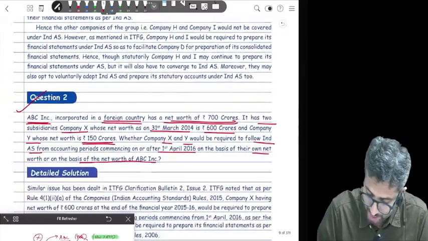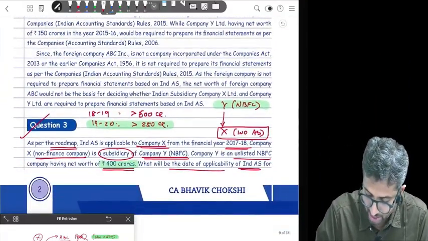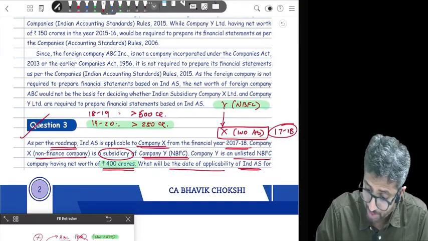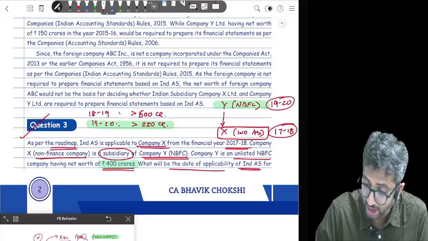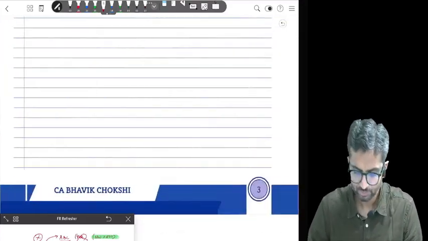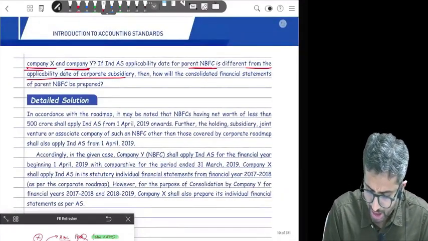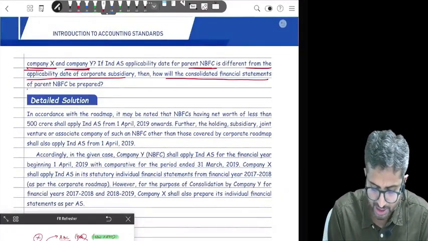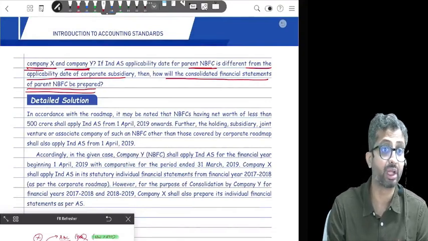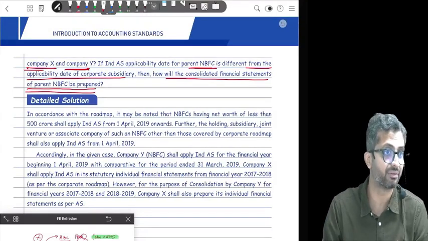Like for the corporate subsidiary, Ind AS is applicable in the year 17-18. Understanding? But for NBFC, we are saying it is applicable in the year 19-20. Can the dates be different? Yes. Then how will the consolidated financial statements of the parent NBFC be prepared? So they are asking how will I prepare the CFS?